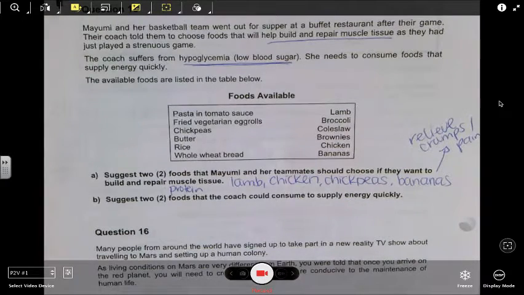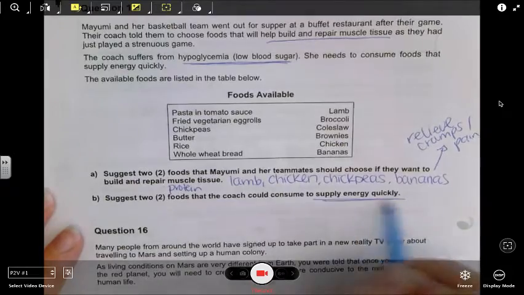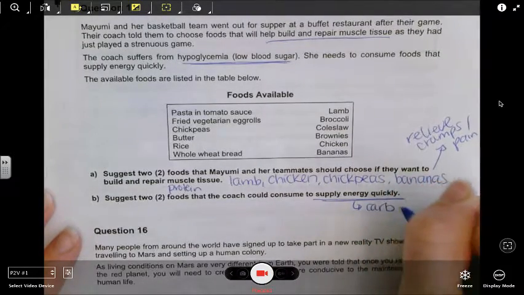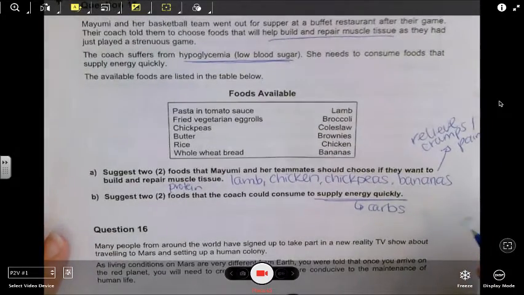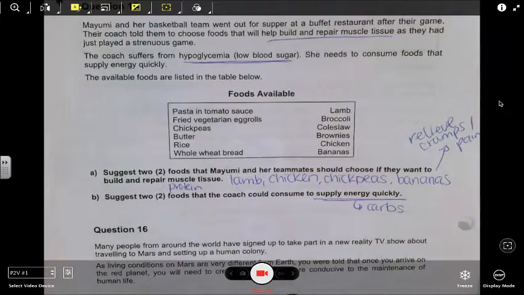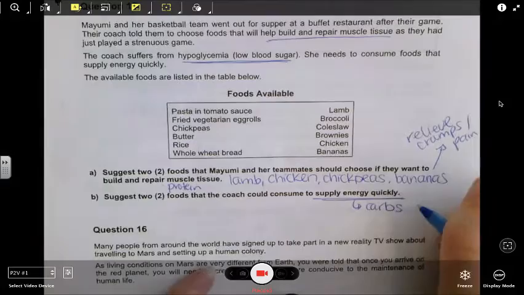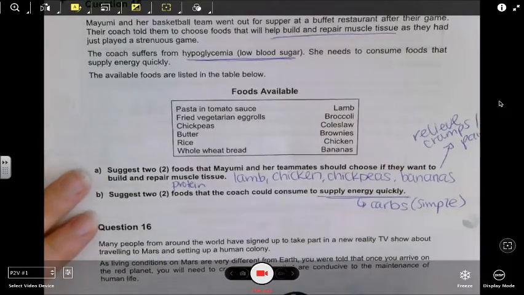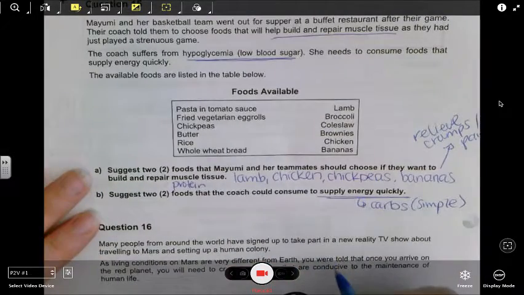For B, it says suggest two foods that the coach could consume to supply energy quickly. So they right now have low blood sugar. We want to supply energy quickly. That means we're going to be looking for carbs. But the ones that provide energy quickly would be simple carbs. You can write in the answer key, it said that we could get away with anything that had carbs in it, but what you would write mainly for quick carbs would be the coleslaw.